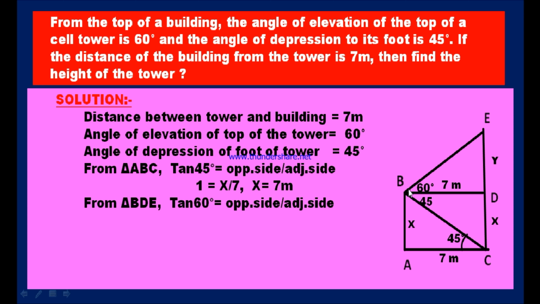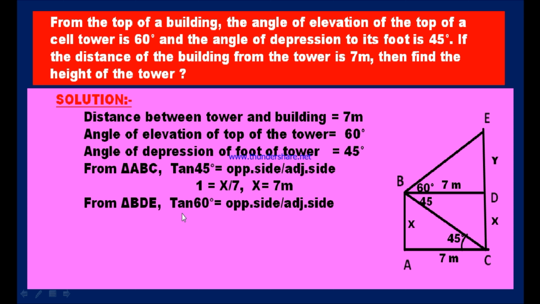From this triangle BDE, we know angle B is equal to 60 degrees and BD is equal to 7 meters. Now we have to find the y value. Again, for 60 degrees, y and 7 meters are the opposite and adjacent sides respectively. Therefore, again you can apply tangent. Tan 60 degrees is equal to the opposite side to 60 degrees by the adjacent side to 60 degrees. For 60 degrees, the opposite side is y and the adjacent side is 7.